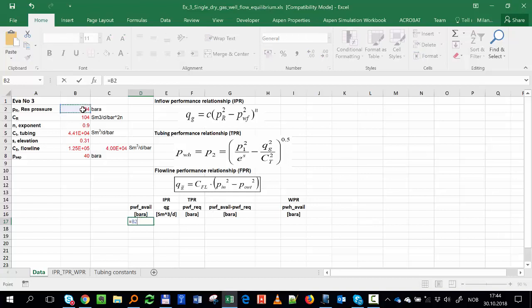So I say that will be 304, and I block it. Then let's go maybe in steps of 50 bar. So let's try 250, 200, and so forth. So that will be my input.